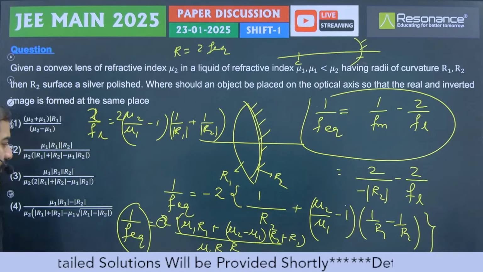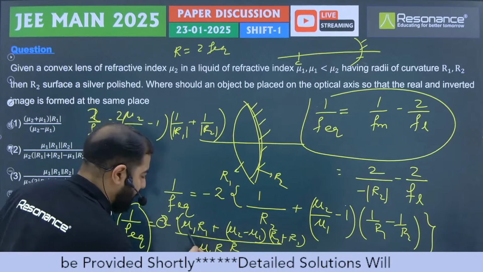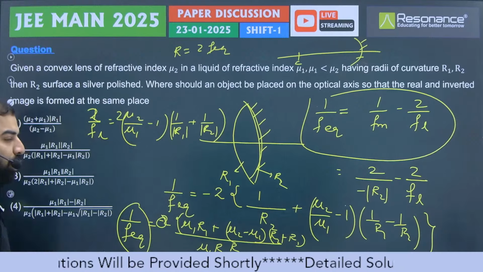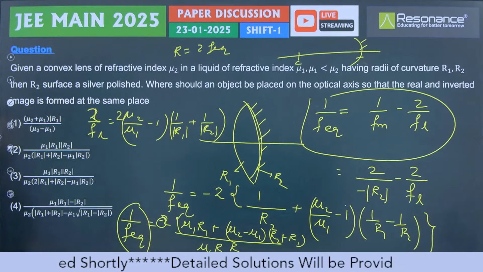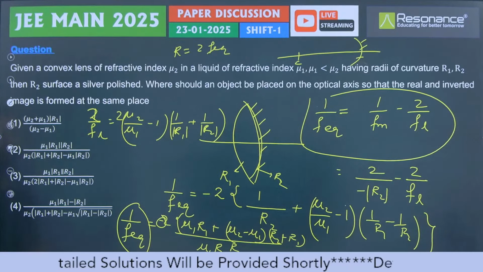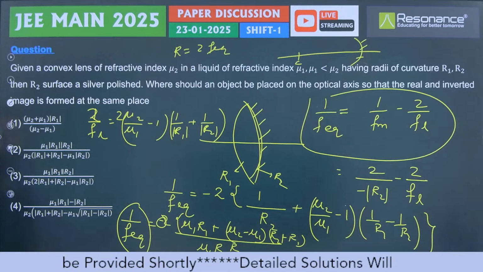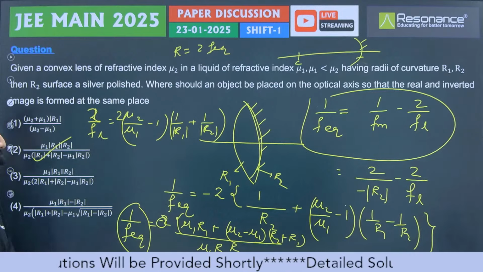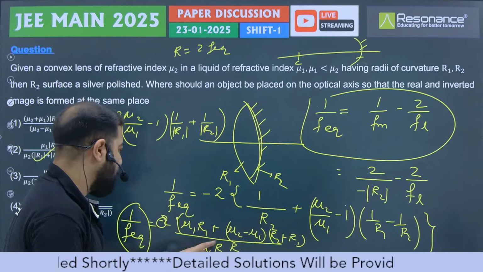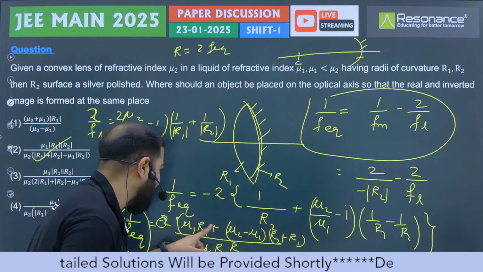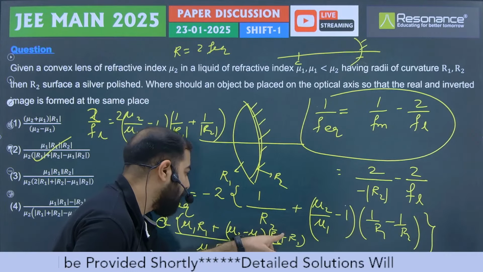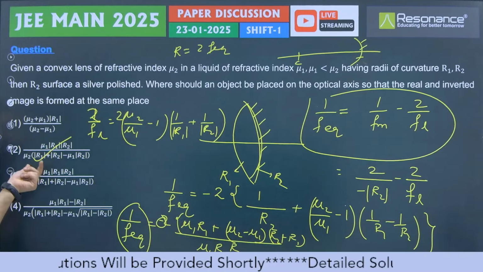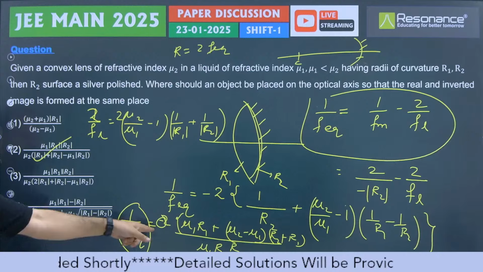So while solving this, we can see that mu1 R1 and minus mu1 R1 will be cancelled. After simplification, I guess the result will be option number 2. Option number 2 is the answer after this solving. Just simplification of this. You can see that minus mu1 R1 plus mu1 R1 will be cancelled, mu2 into R2 plus R1 and mu1 into R2 will be left. And this is a minus sign.